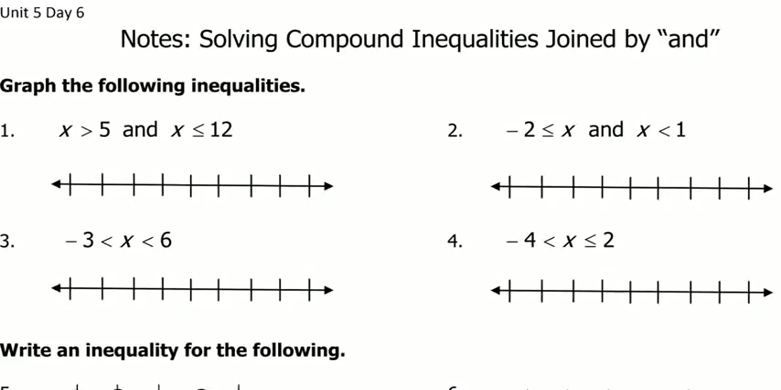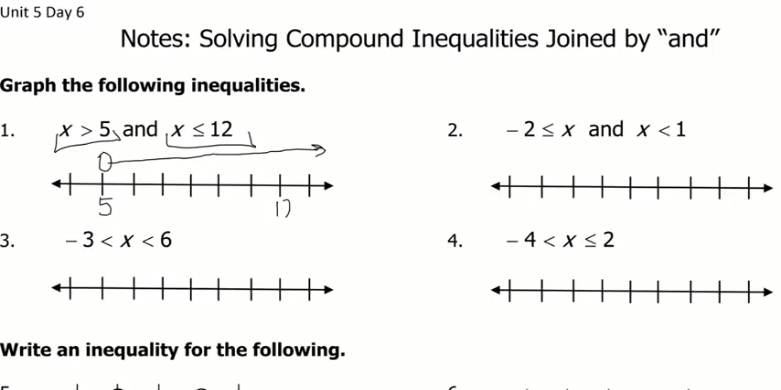So on number 1, we actually graph this piece right here, the x greater than 5, and then we graph x less than or equal to 12. Okay, and we see where they overlap, and then that is the solution set. So we have 5 down here, and it's going to be an open dot, and x is bigger, so we're going to go to the right. And then the other dot is going to be 12 with a closed dot, and x is smaller, so we're going to go to the left. Oops. We're going to go to the left.